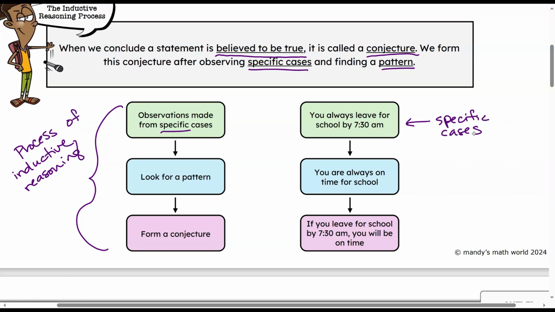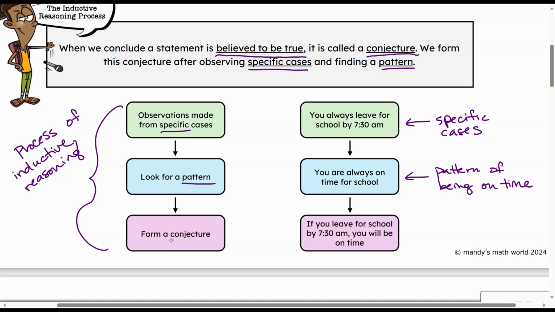So in our specific cases that we have over here, you always leave for school by 7:30 a.m. Okay, those are just observations that you've made. You leave for school by 7:30 a.m. every day. The next step in the process is you look for a pattern. That's very big in inductive reasoning. You look for a pattern. So something that you notice is you are always on time for school. So here you have a pattern of being on time. Observation, you leave for school by 7:30 a.m. Pattern, you're always on time for school.